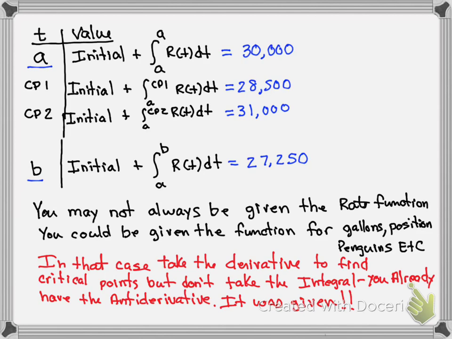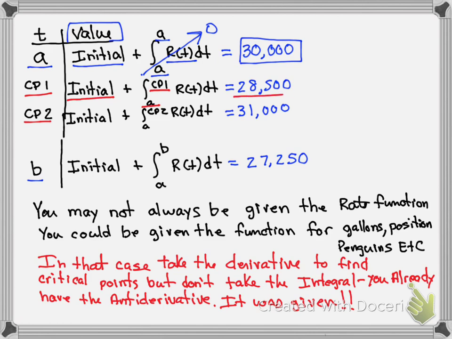So my value that I was trying to maximize or minimize would be the initial amount plus the integral of the rate from A to A. Well, that means this is all going to be 0, and this 30,000 would really just represent the initial amount. Could be penguins, could be gallons, could be anything. Let's say we had 2 interior critical points, 1 and 2. Well, we'd also take our initial value and we'd have an integral from the starting point to that first interior critical point. That might give us 28,500.